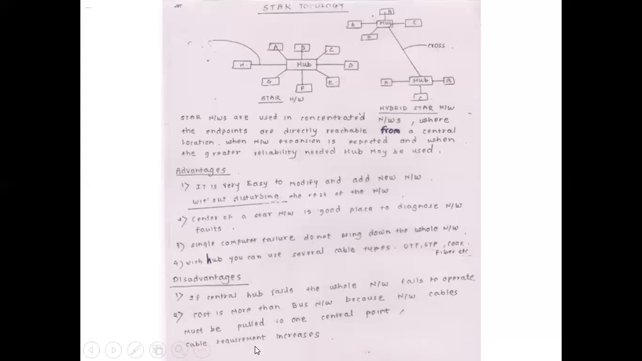And number two, the cost is more than a bus network, because network cable must be pulled to one central point, and accordingly the cable requirement increases. Wherever you keep the hub, and wherever you have kept each PC, from every PC you have to run one cable and connect it to the hub. So the hub should be placed in a central position of your laboratory or office, but the wire requirement increases compared to bus topology. So this is the second disadvantage of star topology.